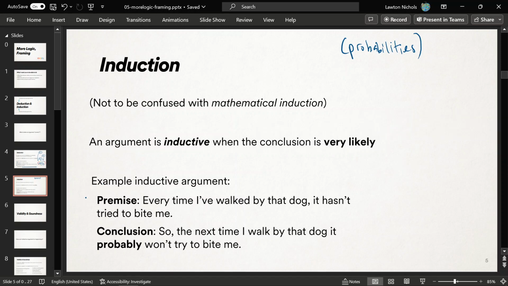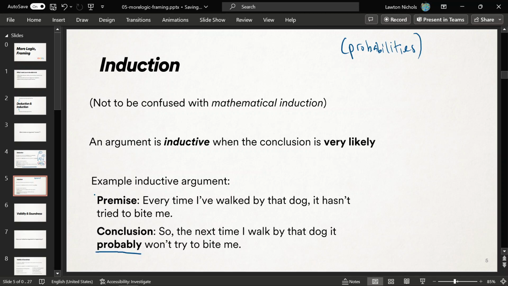So here's an example inductive argument, and I hope you can see the difference between it and the one on the previous slide. So here's your premise. Every time I've walked by that dog over there, it has not tried to bite me. So my conclusion based on that premise is that, therefore, the next time I walk by the dog, he's probably not going to try and bite me, right? You see how there's the word probably in there? That makes all the difference.